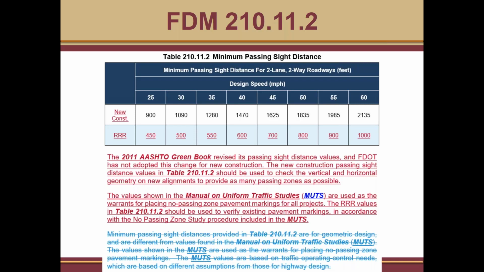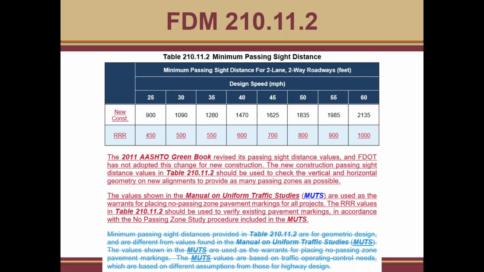If you were to look back through the years at passing sight distance values in the AASHTO Green Book and in the Manual on Uniform Traffic Control Devices, the MUTCD, you would see that AASHTO values were roughly twice as long as the MUTCD values. However, in recent years, AASHTO performed research and determined that their values could be reduced to match what the MUTCD had. So now those two documents match.